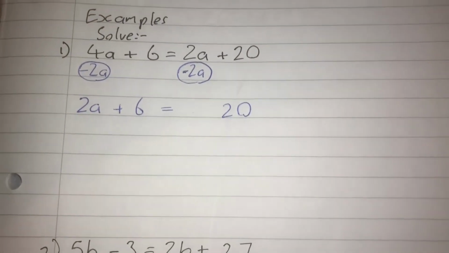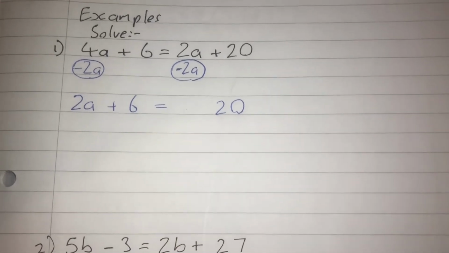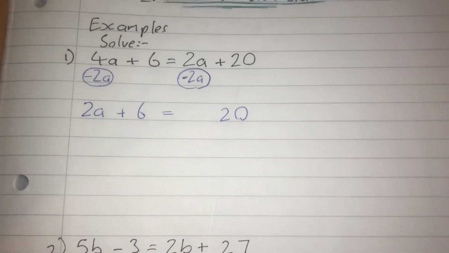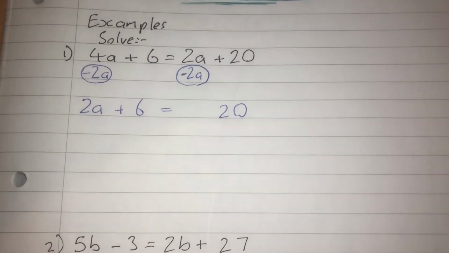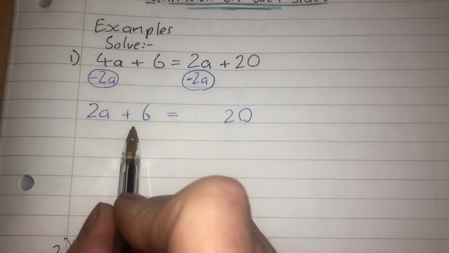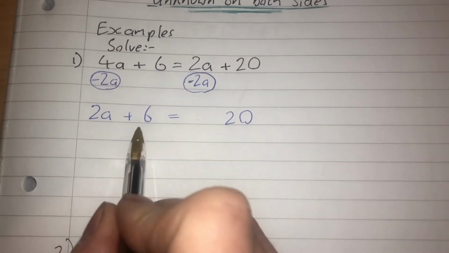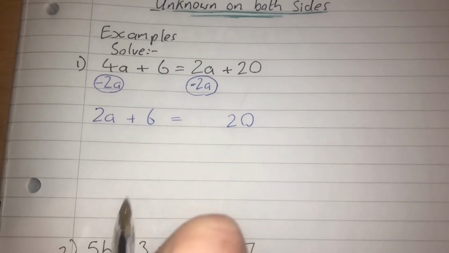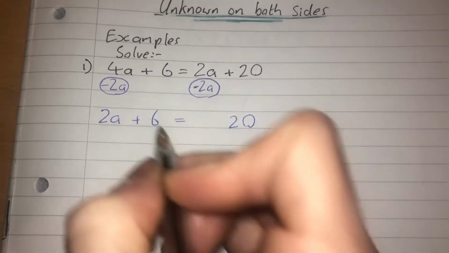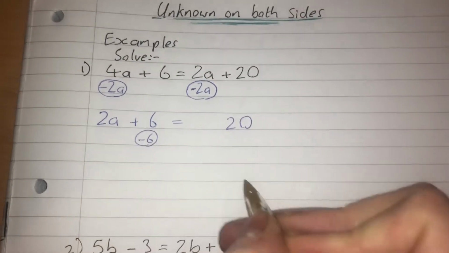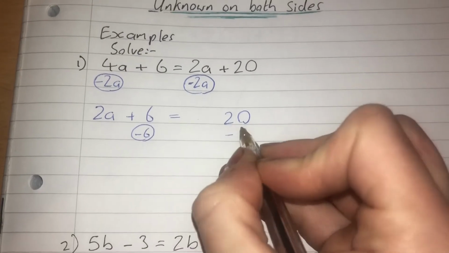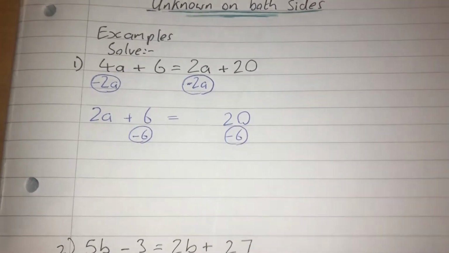If we remember back to our video on how to solve two-step equations, and again, why it's very important to make sure we watch the previous lessons. Now I'm trying to get this a on its own, so I need to get rid of the 6 and the 2, and I'm working backwards, so I'm going to get rid of this plus 6 first. So to get rid of plus 6, I take away 6. But again, keeping the equation balanced, I have to take 6 away from the right hand side as well.